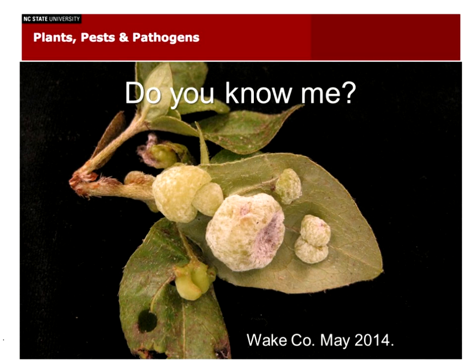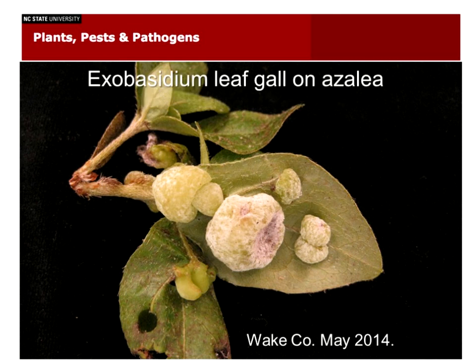Okay, yes, in fact, it is a fungus. Galls can be caused by many things, but in this particular case, this is Exobasidium leaf gall on azalea. Basidium is a term used for a club-like cell where a large group of fungi produce their sexual spores. And exo, of course, means outside, and this particular fungus produces its basidia on the outside of the gall. You can see the whitish sporulation there.